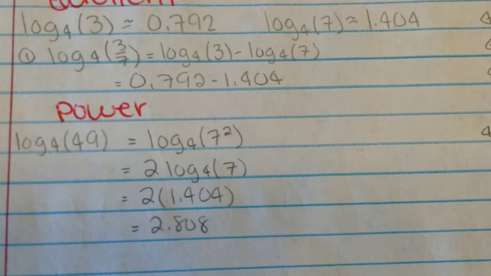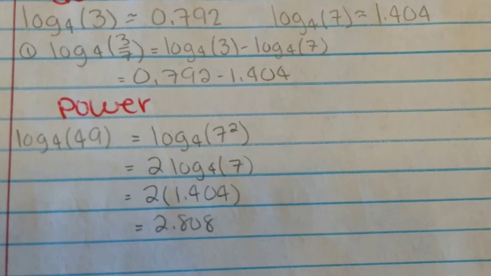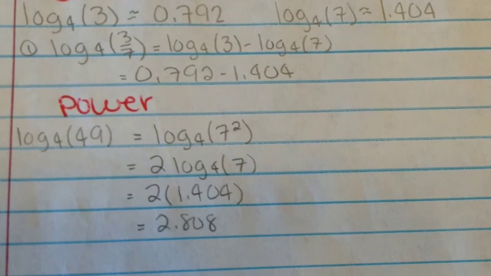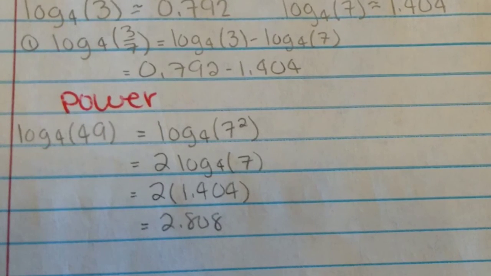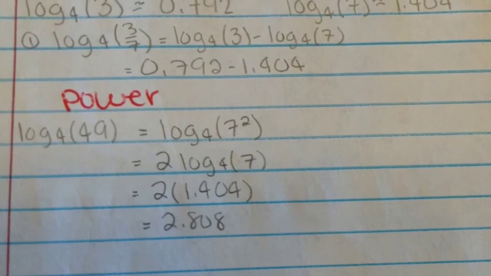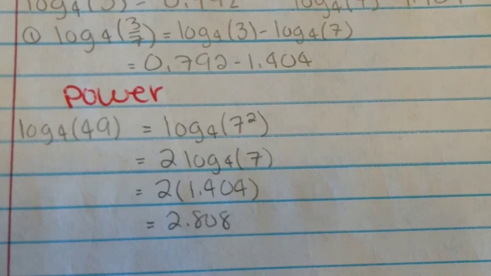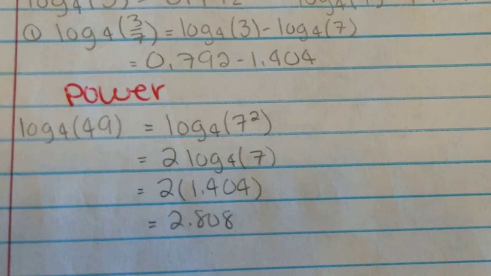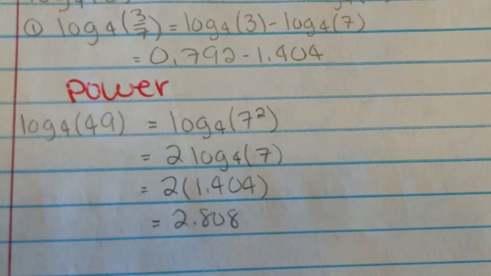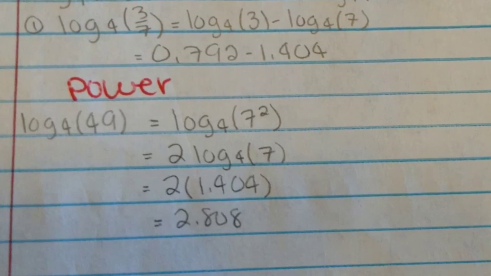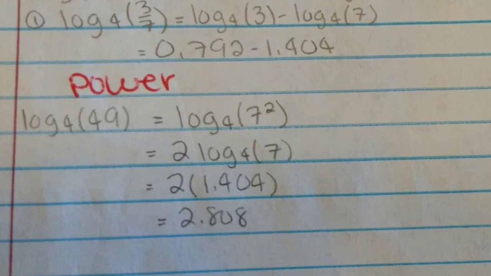And now we go into the power property. The power property is log b of m raised to the n, and that would equal n times log b m. So we would have log base 4 of 49, and that would be log base 4 of 7 squared, since 49 is 7 squared. So then using the power property, you would get 2 times log base 4 of 7, which would be 2 times 1.404, since we said log base 4 of 7 equals approximately 1.404. You would just plug that back in here, and you would get approximately 2.808.